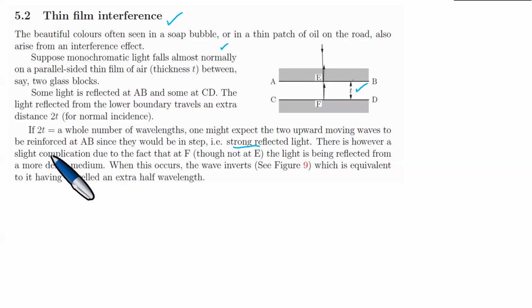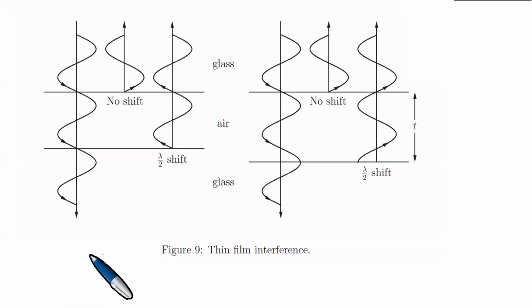There is, however, a slight complication due to the fact that the light is being reflected from a more dense medium. When this occurs, the wave inverts, see figure 9, which is equivalent to it having traveled an extra half wavelength. Right, so now let us look at figure 9.